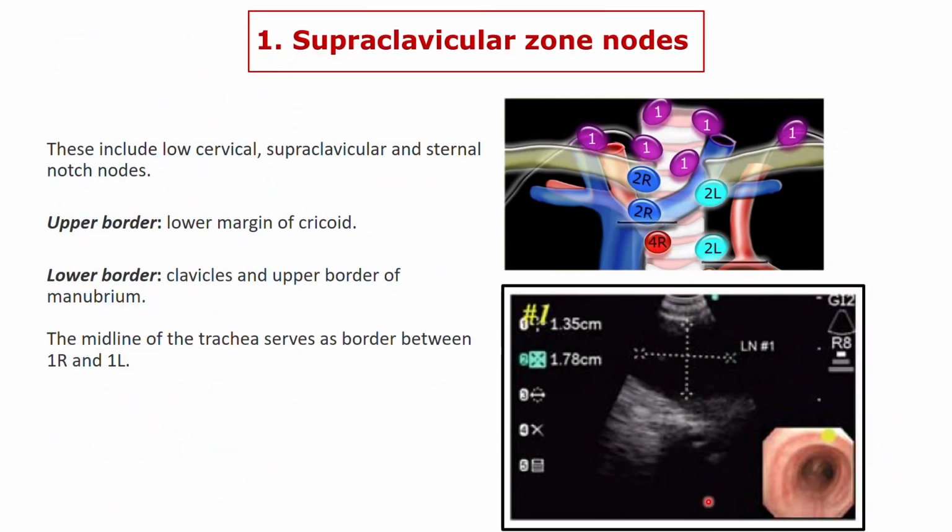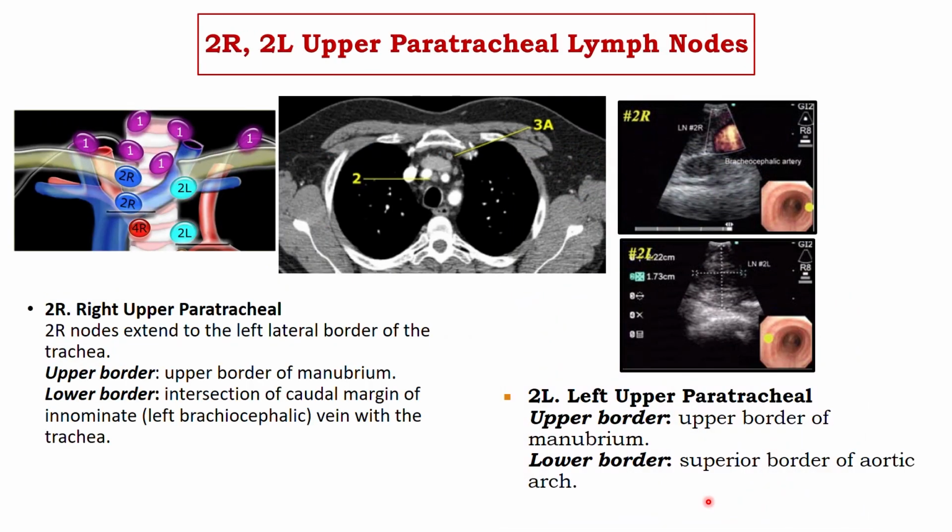So station 1, as described, the upper border is the lower margin of cricoid and the lower border is the clavicle and upper border of manubrium. It's after station 2 wherein you need to keep in mind that the demarcation between the right and the left does not belong to the center of the trachea, it's on the left border of the trachea. So whatever comes anterior to the trachea, even if it is at the center, will be considered as the right side nodes, and everything that is lateral to the lateral border of the trachea will be your left side nodes. So the demarcation for the right and left does not lie in the center of the trachea, but on the left lateral margin of the trachea.